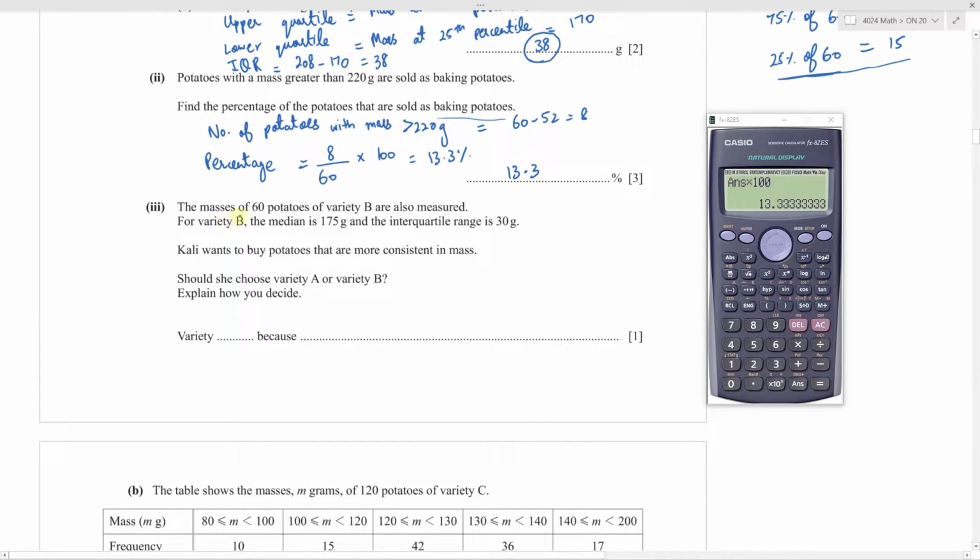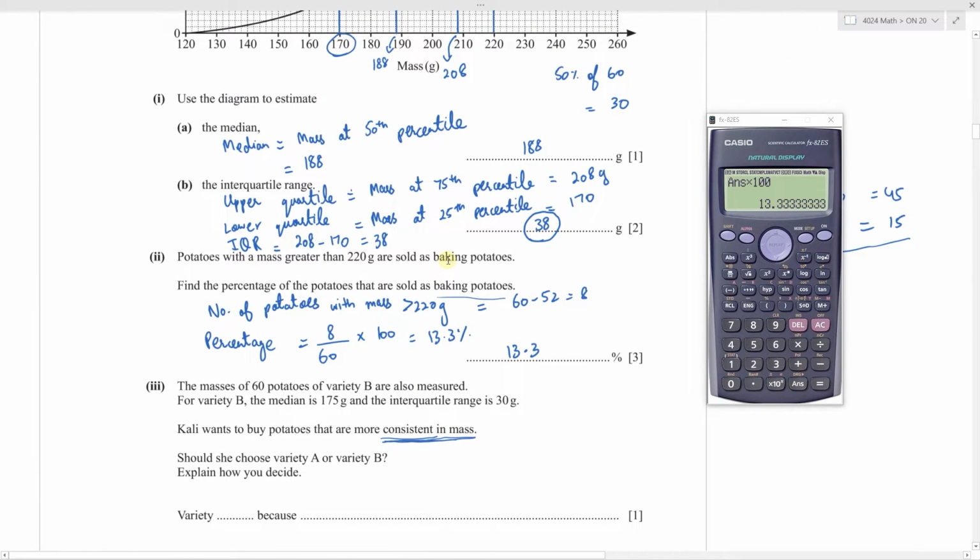Part 3 is: the masses of 60 potatoes of variety B are also measured. For variety B, the median is 175 and the interquartile range is 30 grams. Kaylee wants to buy potatoes that are more consistent in mass. Should she choose variety A or variety B? Explain how you decide. More consistent means that if she picks some potatoes to buy, their masses should be similar. There should not be a lot of variation in their masses. So the masses should be close to each other.